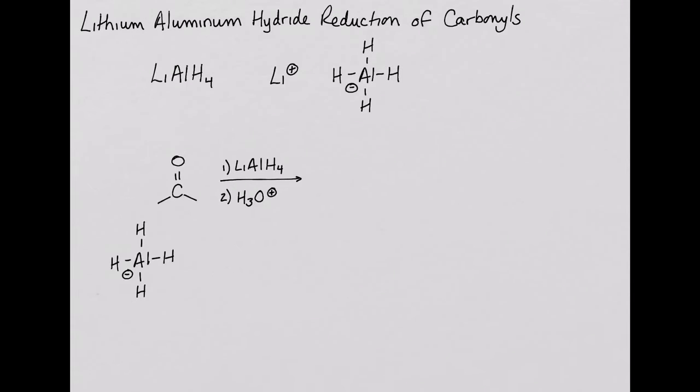In the first step, the aluminum hydride attacks the carbonyl carbon, producing the tetrahedral intermediate. In the second step, the alkoxide ion is protonated by the acidic water to produce the alcohol. Now let's look at some specific examples.